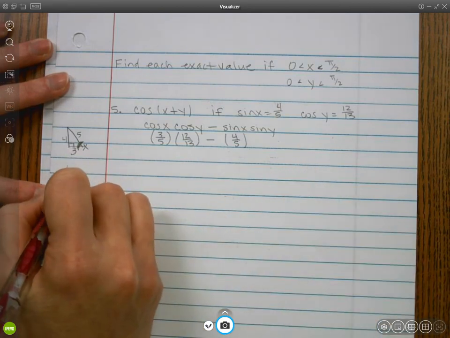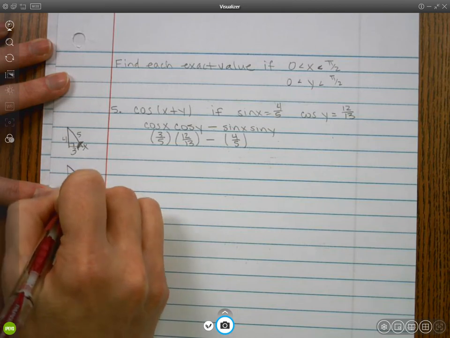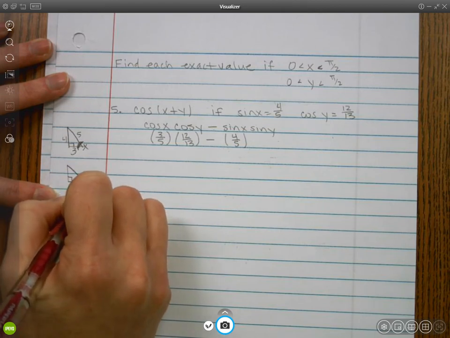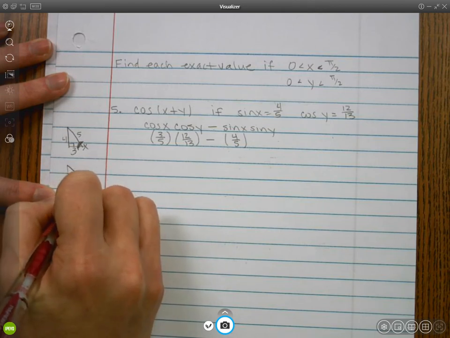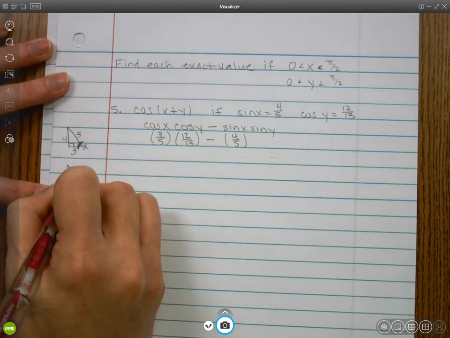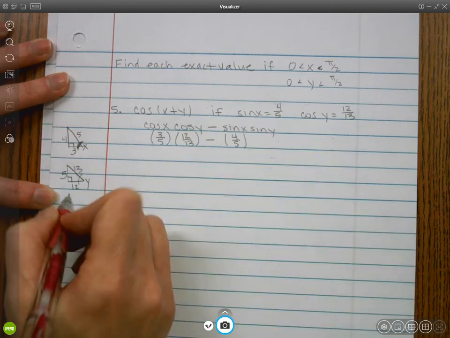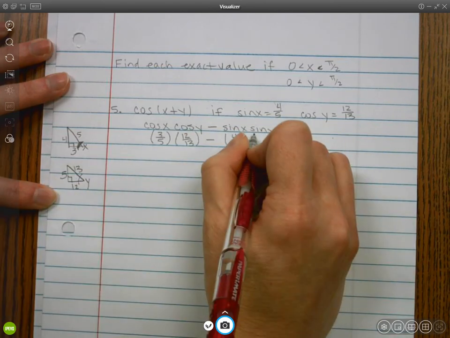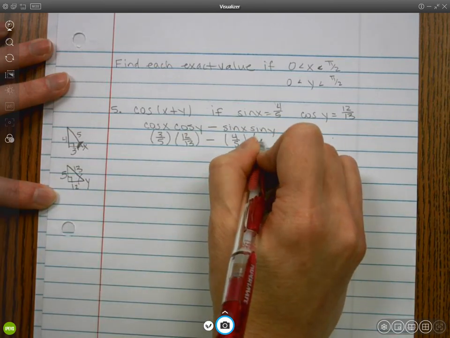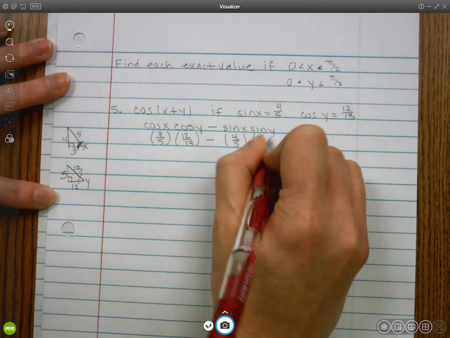For y, draw another triangle. They're telling you this is y, so the adjacent is 12. The hypotenuse is 13, which means that this side has to be 5, because that's a Pythagorean triple. So sine of y would be 5/13.